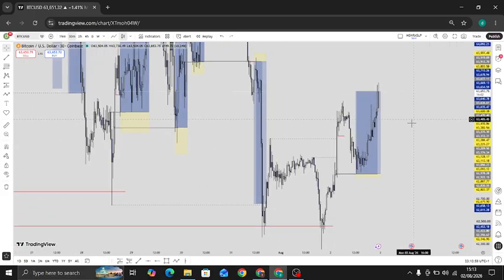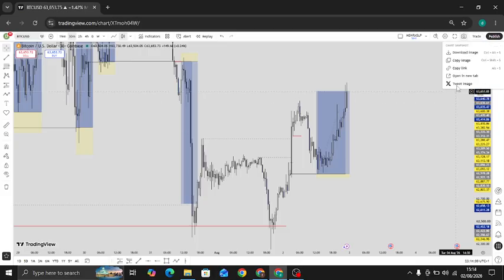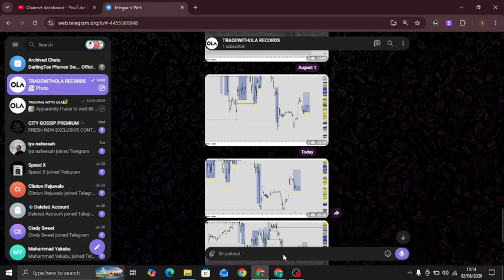So there you go. It's very important for us to understand the draw on liquidity concept. Very, very important. Okay. So that's it, guys.